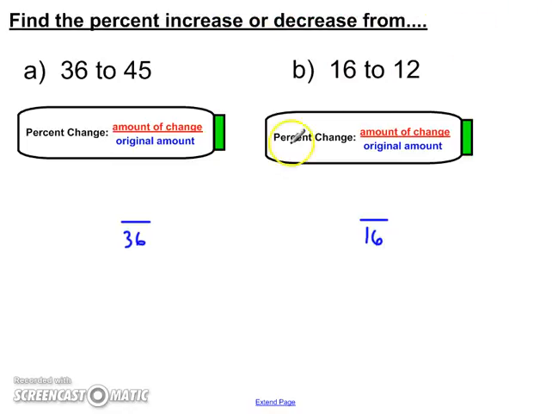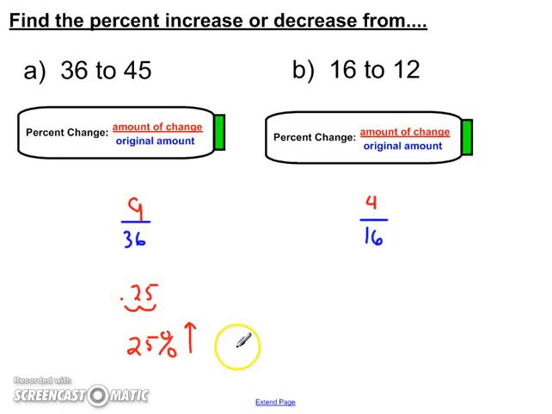All right, so now our numerators are the amount of change. So obviously, in order to figure out amount of change, we have to do some basic subtraction. Okay, so 45 minus 36 is 9. So that would be my amount of change here. From 16 down to 12 is a change of 4. So at this point, it's just a matter of doing some basic division. 9 divided by 36 is 0.25. And again, if we bump our decimal 2 places to the right, multiply by 100, we have a 25%, and in this case, because it went up, increase.